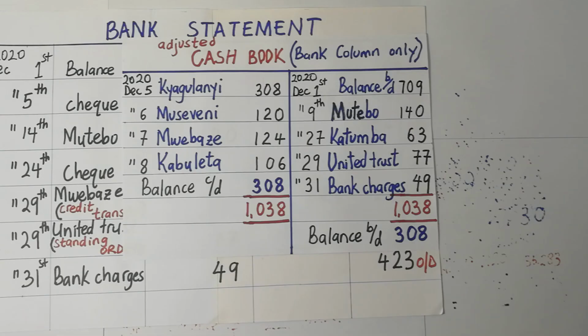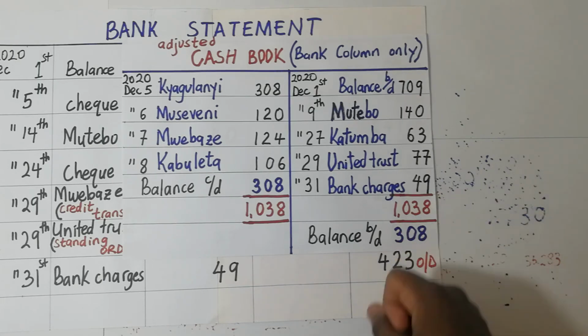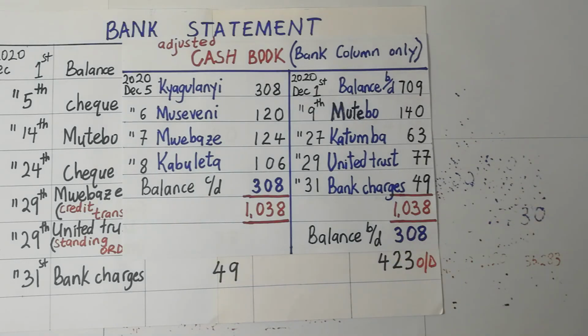Now that credit balance of 308 is what we call an overdraft. An overdraft simply means that an entity withdrew more money than it had in the bank, and because it withdrew more money than it had in the bank, you end up having a negative balance on the cash book. In this case, we have a cash overdraft of 308 shillings.